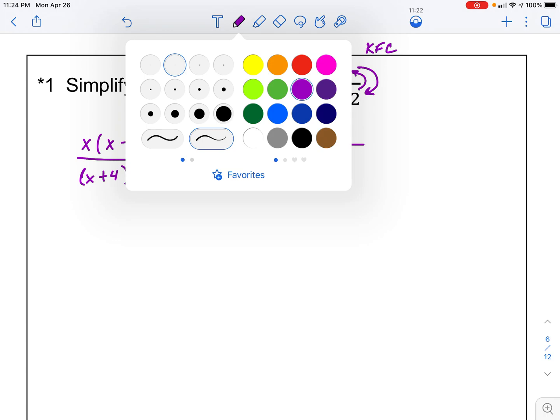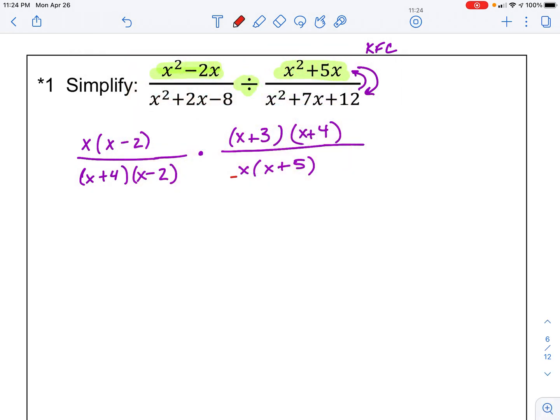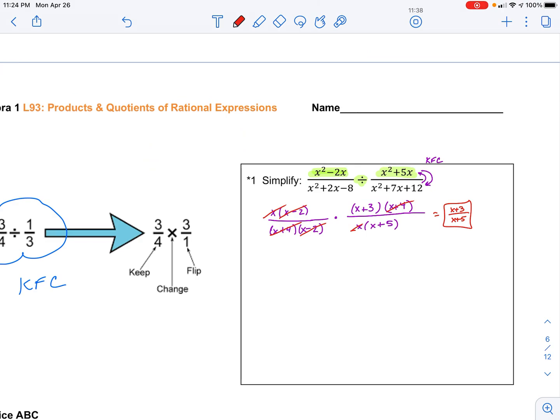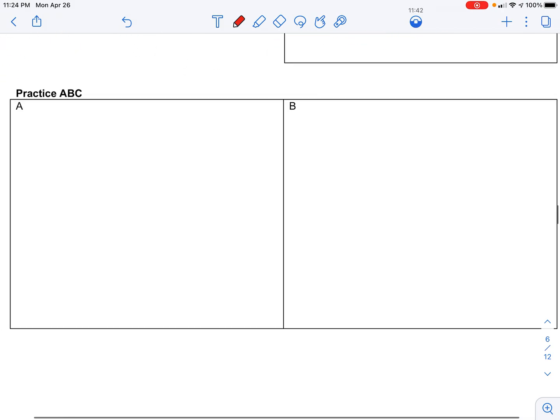All right, so let's see what we can get rid of. We have 2 x's we can get rid of. Do we have an x minus 2? Yep. X plus 4? Yep. So all that's left is x plus 3 over x plus 5, and that's your final answer to that one. Okay, that being said, we're all done.